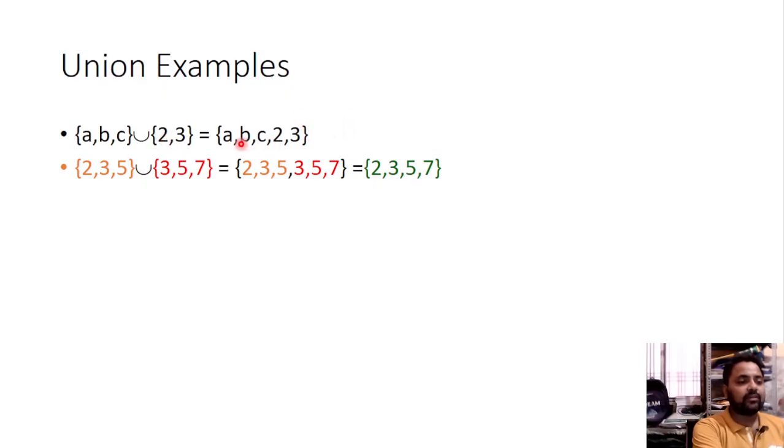of this set. And like {2, 3, 5} and {3, 5, 7}, here 2 is alone but 3 is in common, so we have to take 3 one time, like 3 here. Same, 5 is common, but we have to take 5 one time, and same 7 here. So 2, 3, 5, 7 are the final elements of this union.